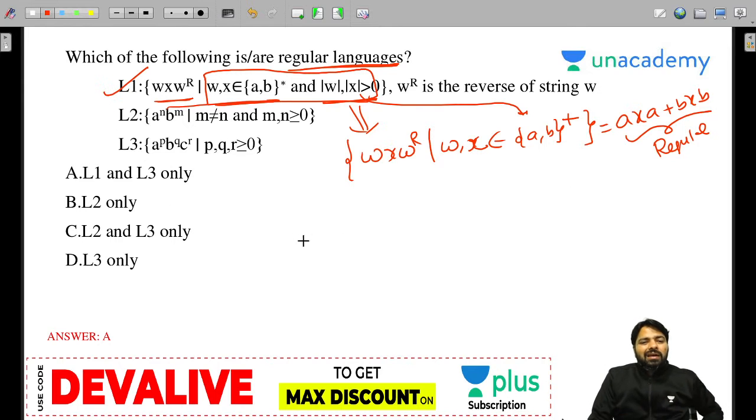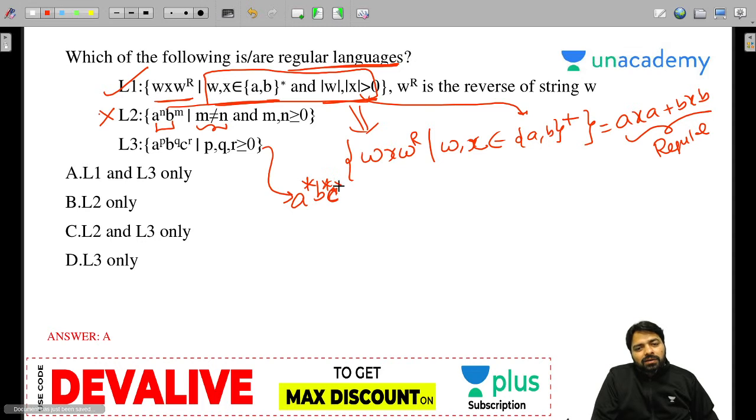And the second one, not equal, guys. There is less than n or greater than n. There is a dependency always. So this is not regular. And this one is a star, b star, c star only. This is regular because I am showing the regular expression to you. Yes, L1 and L3 are regular languages.